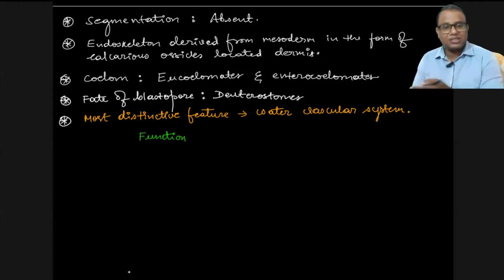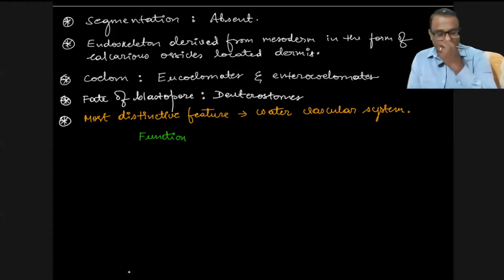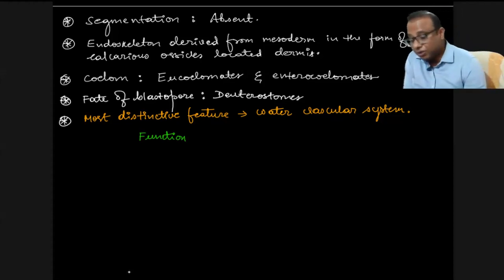So it is just a system of taking water from outside to inside the animal body and then flushing it out, same as what you saw in case of poriferans. Right. So in what way does it help the animal body? Functions: it helps in transportation of substances.